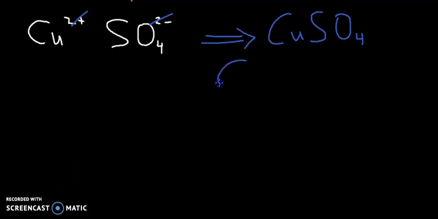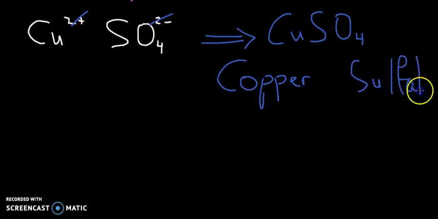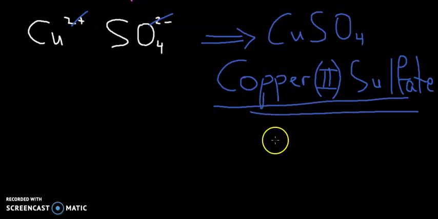So this is copper sulfate. Now the systematic name, you should put a 2 here in Roman, but for ages people have known this compound as just copper sulfate. So copper sulfate or copper 2 sulfate, both names are acceptable in the case of CuSO4.